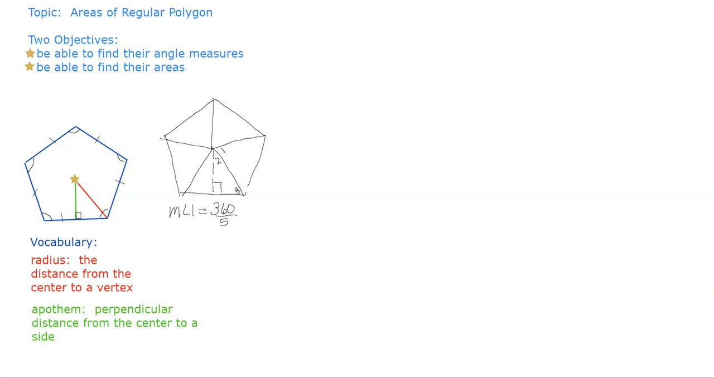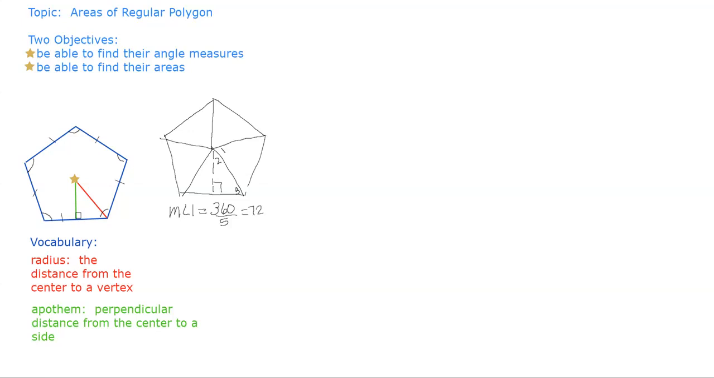Because this technically would be considered a circle. There's 360 degrees as I rotate around the interior of the center. And then I'm going to divide that into the 5 triangles that are here. So that's where that comes from. The 360 divided by 5 is going to give us 72. The measure of angle 1 is 72 degrees.